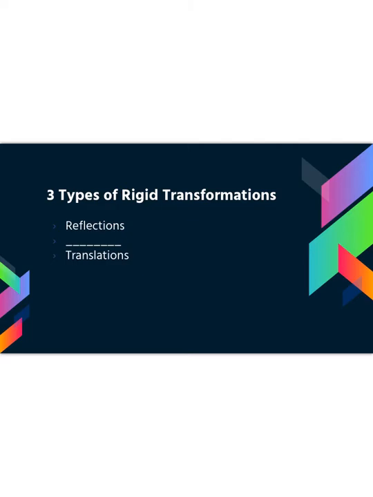There are three types of rigid transformations. These are reflections, rotations, and translations. Some common words we might associate with these types of isometries are flip for reflections. So we think about a figure being flipped over a line. Rotations is like turn. So we turn a figure about a certain point. And translations are like a slide. So it can be slid left, right, up, or down.